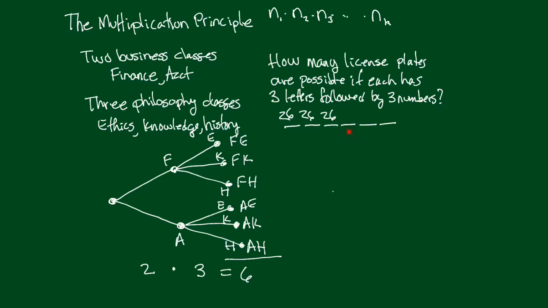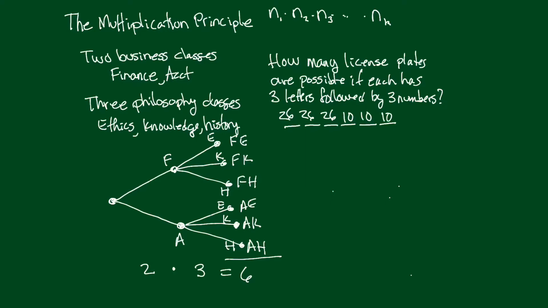And then you come to this fourth decision. Well, what is that? That's a number. Now I could use any one of the 10 digits, right? 0, 1, 2, 3, 4, 5, 6, 7, 8, 9. So I have 10 ways to make that decision. Number again, I can put any one of the 10 digits here, right? I can use a 10 here, and then the same thing for that one.